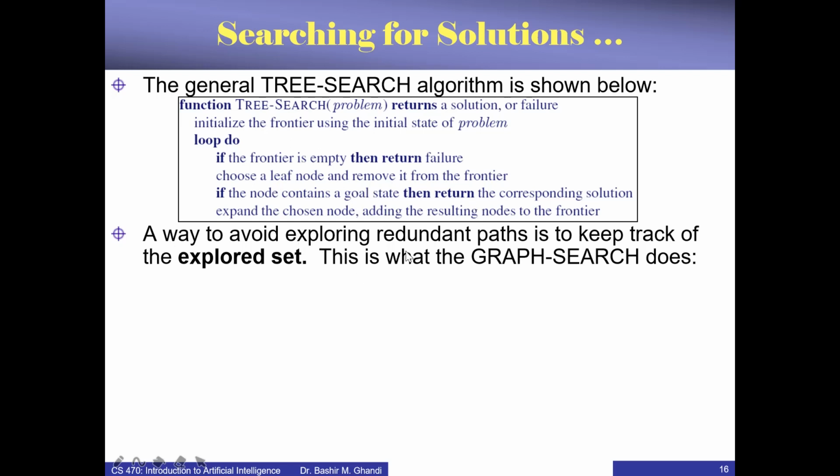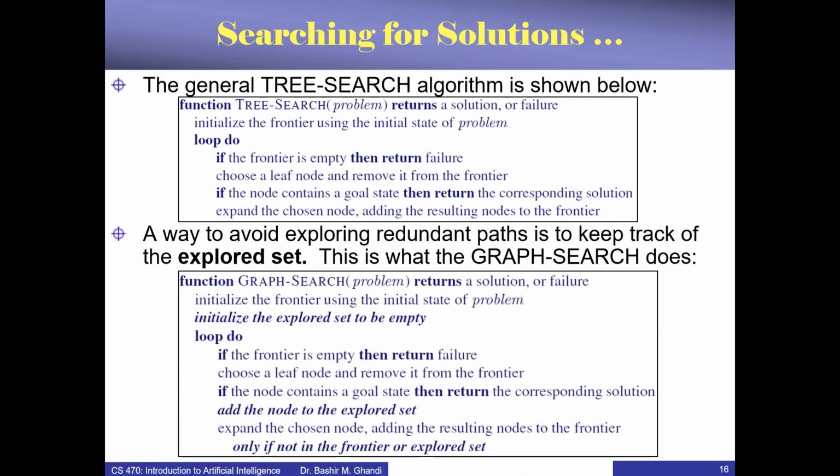So a way to avoid exploring redundant paths and to avoid this infinite loop is to keep track of the explored state. So not only do we keep the frontier, but the states that we explored, we also keep them in memory. We're going to see the algorithm in a moment, but basically it will allow us to avoid the repetition. Now, this is done in what is called the general graph search algorithm. And this is the graph search algorithm.